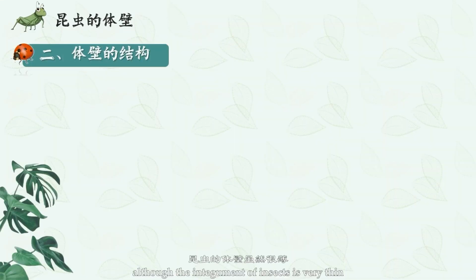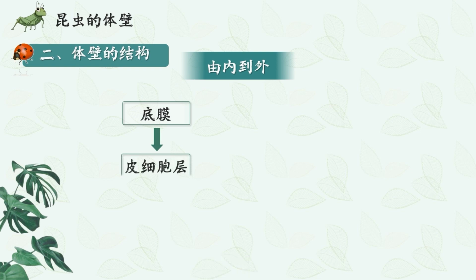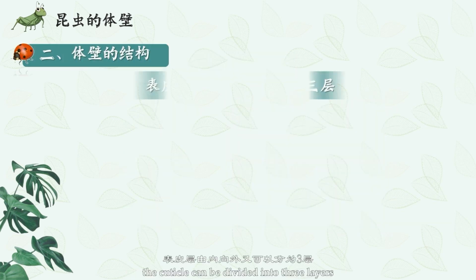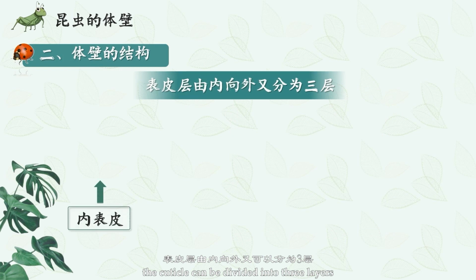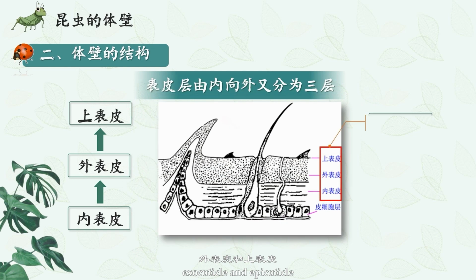Although the integument of insects is very thin, their structures are relatively complex from the inside out. They are basement membrane, epidermis, and cuticle. The cuticle can be divided into 3 layers. From the inside out, endocuticle, exocuticle, and epicuticle.